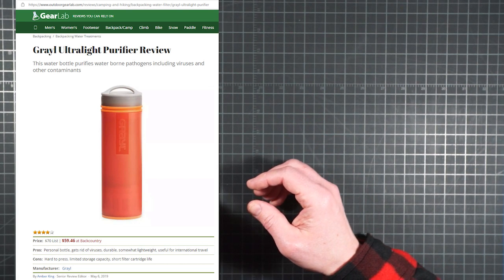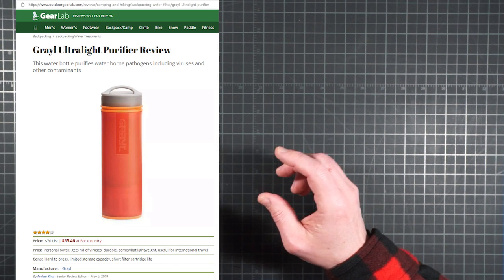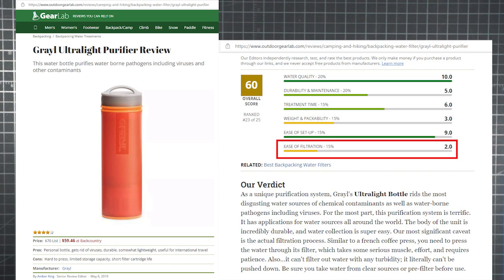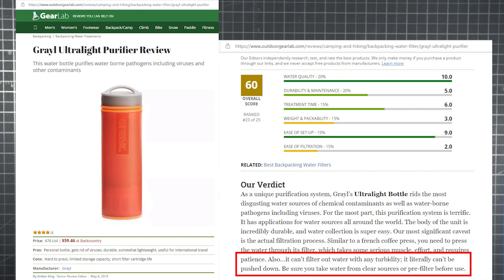Outdoor Gear Lab provides a case in point. They did a review of the Grayl Ultralight, giving it a 15% for ease of filtration while noting it can't filter out water with any turbidity. It literally can't be pushed down. So be sure you take water from clear sources or pre-filter before use.